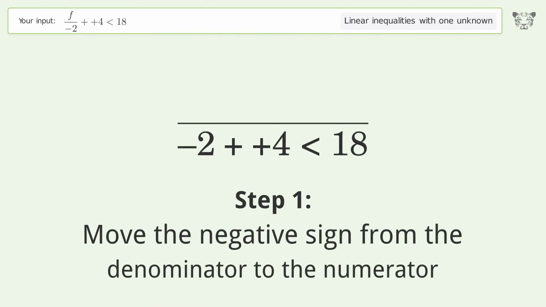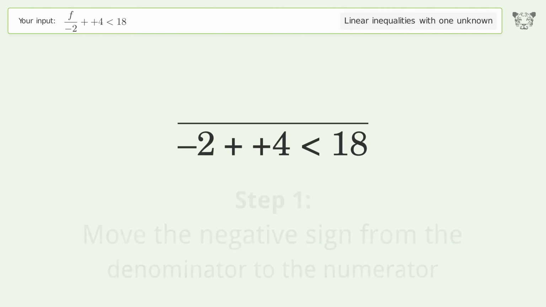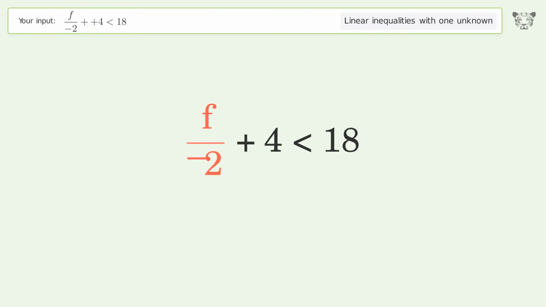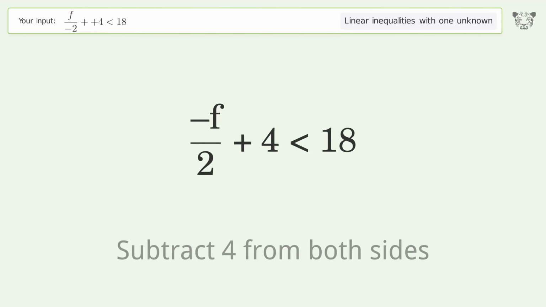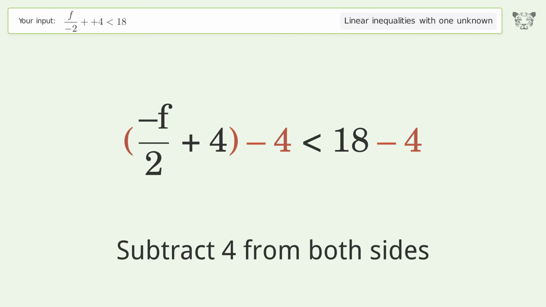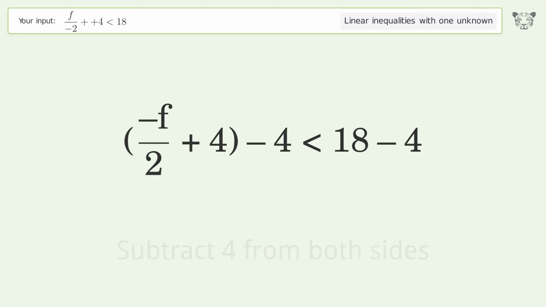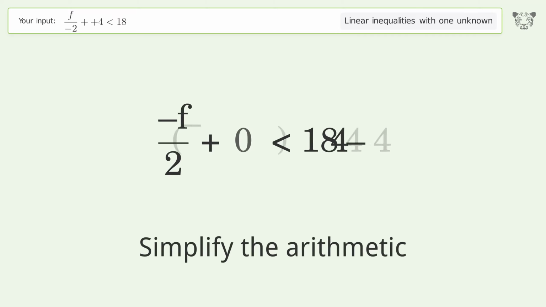Move the negative sign from the denominator to the numerator. Group all constants on the right side of the inequality. Subtract 4 from both sides. Simplify the arithmetic.